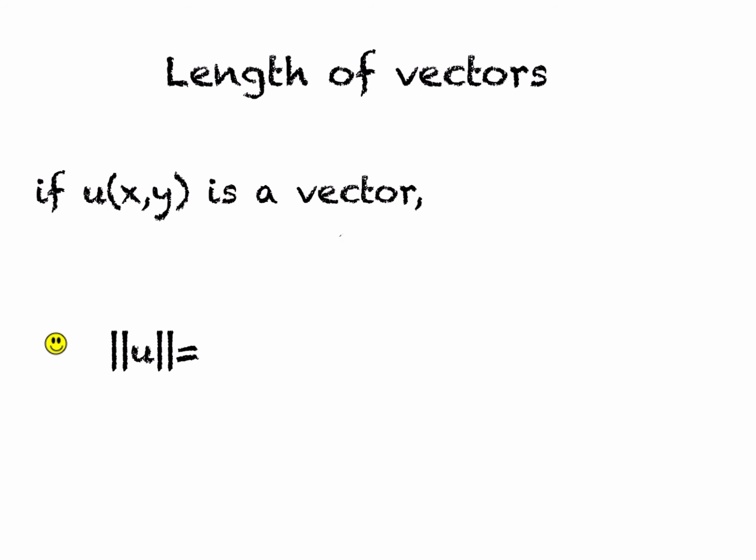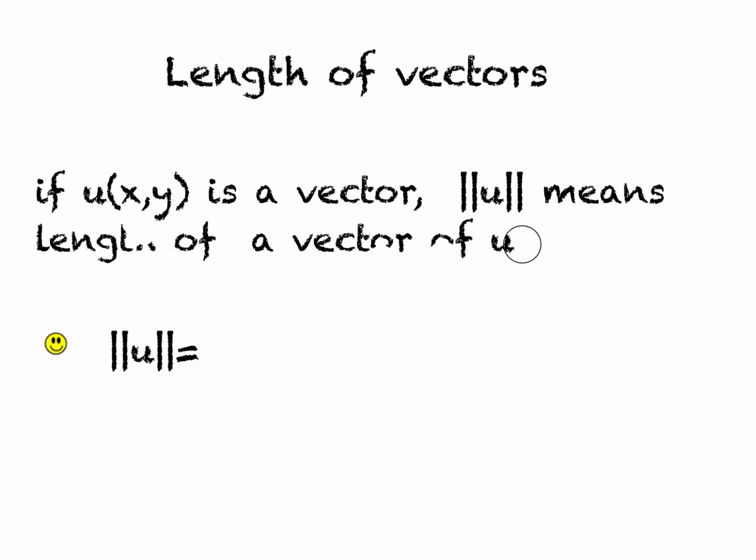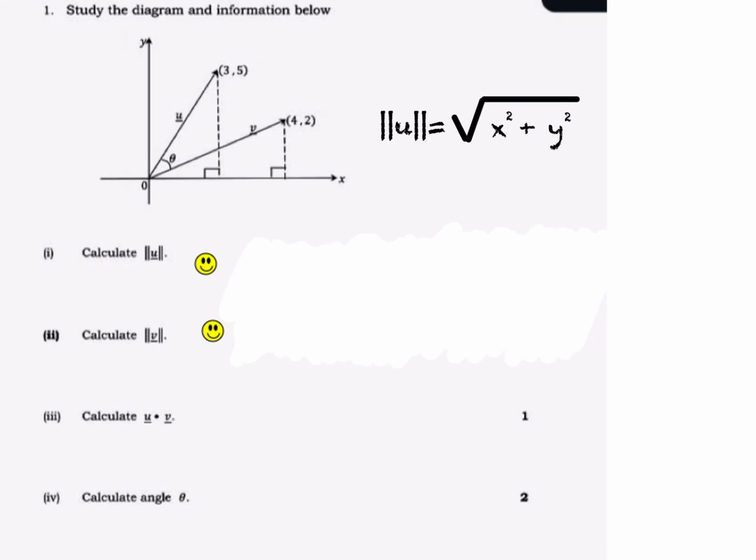There is a formula. The length of the vector, if u has an x component and a y component, this notation means what? The length of vector u. Okay, guys? Then the length of the vector formula is the square root of the first component squared plus the second component squared. I will use this formula to figure out questions A and B.